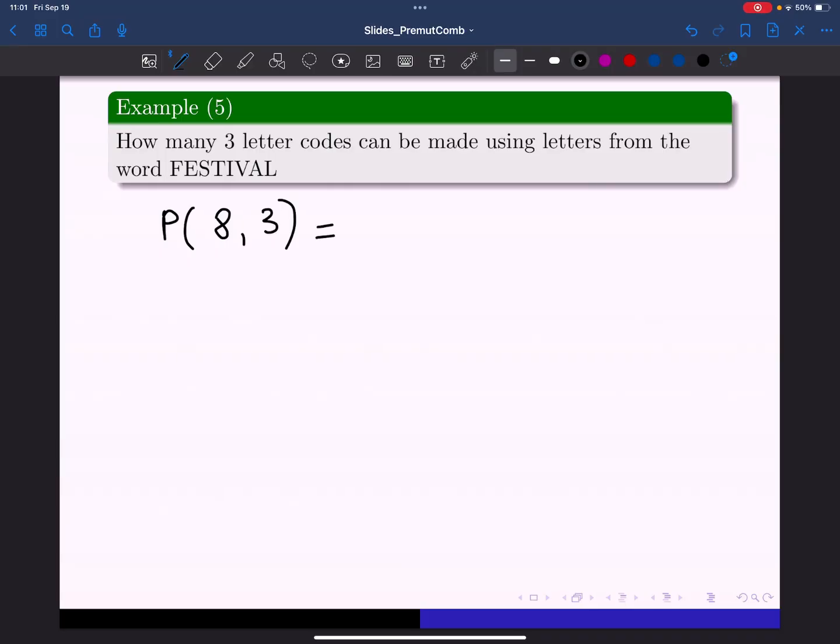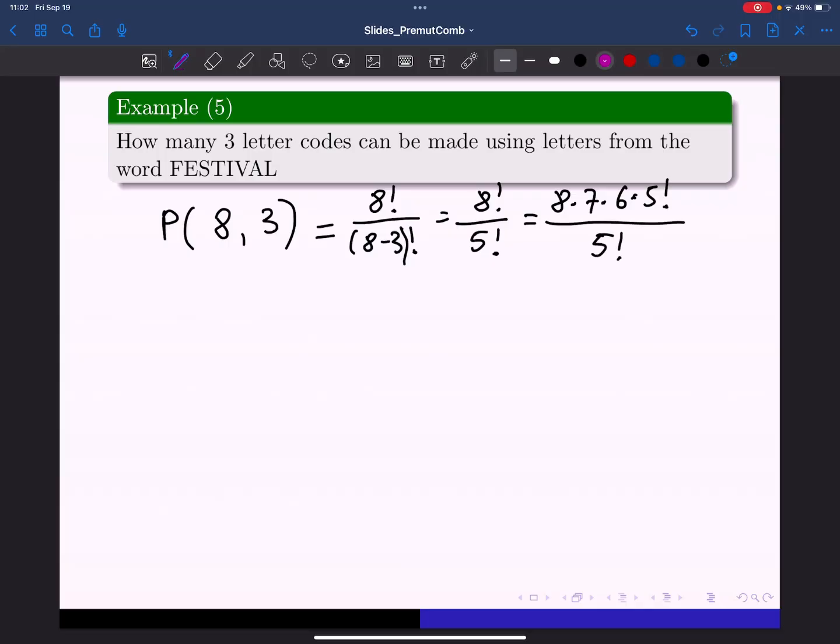If we want to solve it manually, it would be 8 factorial over 8 minus 3 factorial. So this is 8 factorial over 5 factorial, which is 8 times 7 times 6 times 5 factorial divided by 5 factorial. 5 factorial can cancel out, and we multiply out what we are left with, and we get 336.